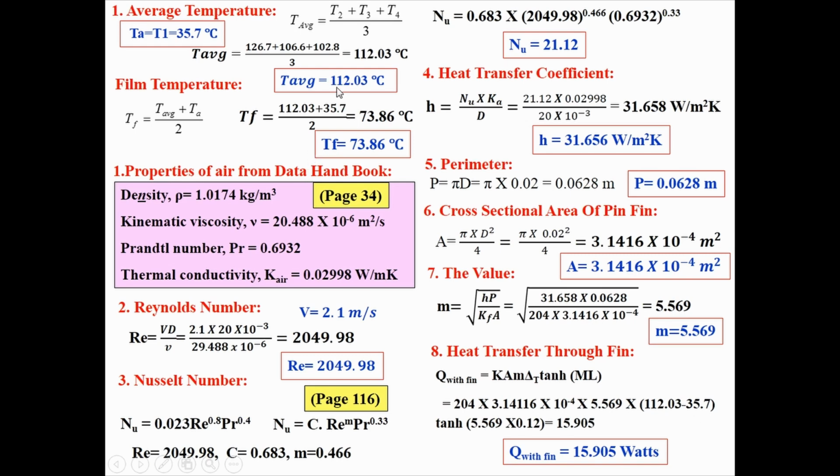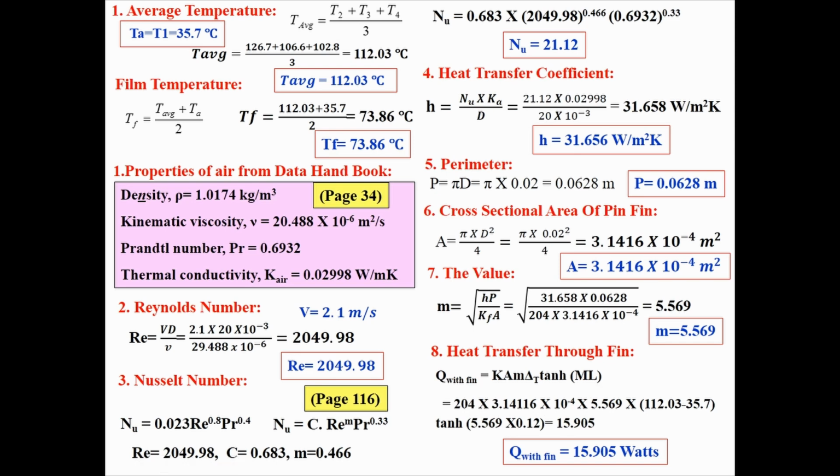You can see here itself now, 112.03 minus 35.7. After that you have to write tan hyperbolic m, where m is a small m. Small m we already calculated, that is 5.569 into L, where L represents the length of the given fin.